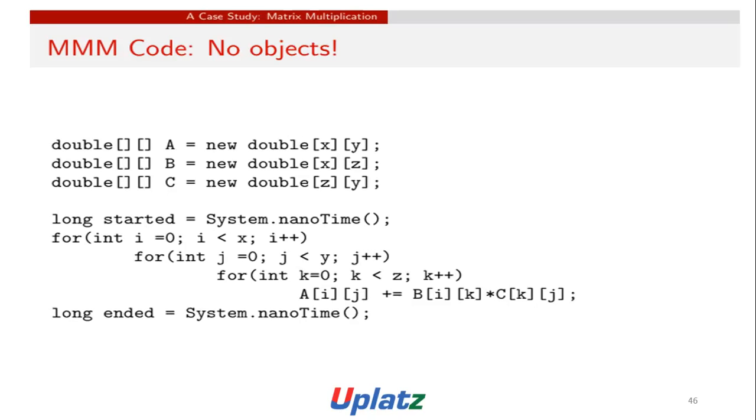MMM code, no objects: double[][] a = new double[x][y]; double[][] b = new double[x][z]; double[][] c = new double[z][y]; long started = System.nanoTime(); for (int i = 0; i < x; i++) for (int j = 0; j < y; j++) for (int k = 0; k < z; k++) a[i][j] += b[i][k] * c[k][j]; long ended = System.nanoTime().